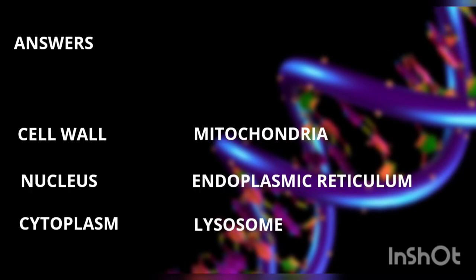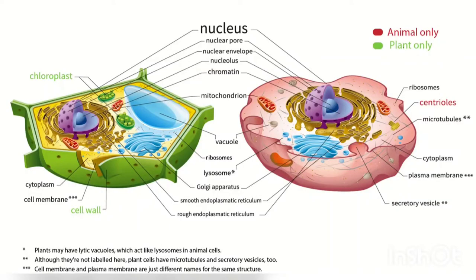Cell wall, nucleus, cytoplasm, mitochondria, endoplasmic reticulum and lysosome. These are some of the organs and organelles of the cell. So let's take a look again on this diagram of a plant cell and an animal cell. To familiarize yourselves about the organs and organelles of the cell, specifically the organs involved in cell division, like the nucleus, the nucleolus, the centrioles.